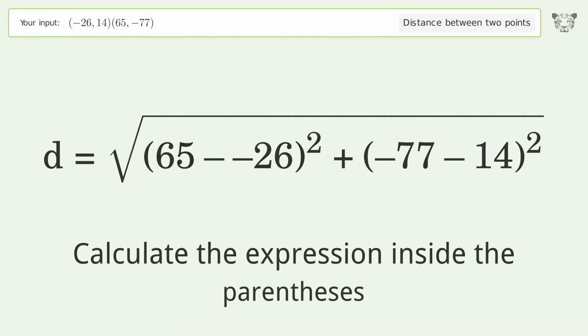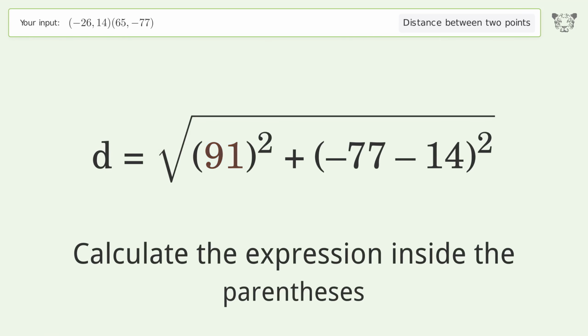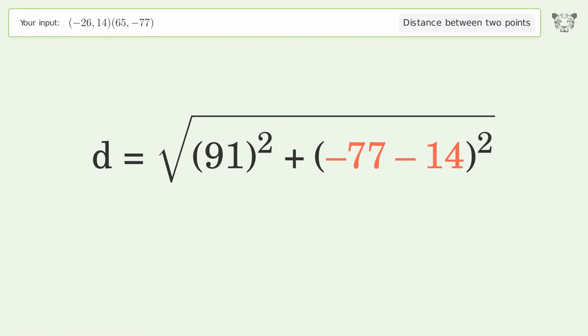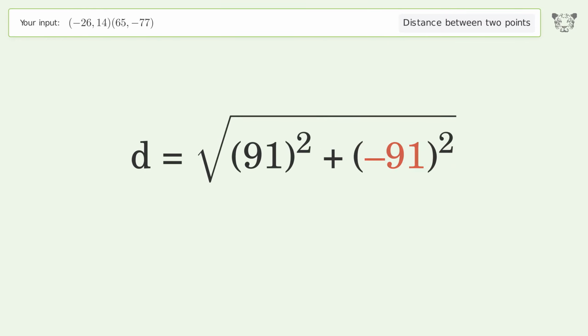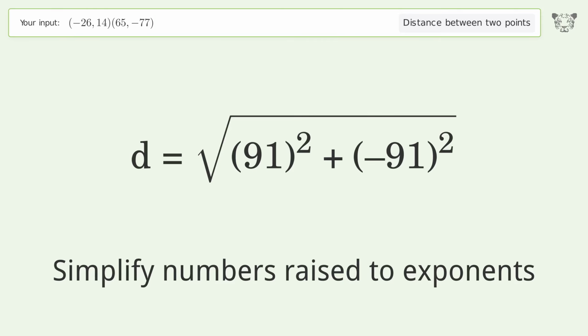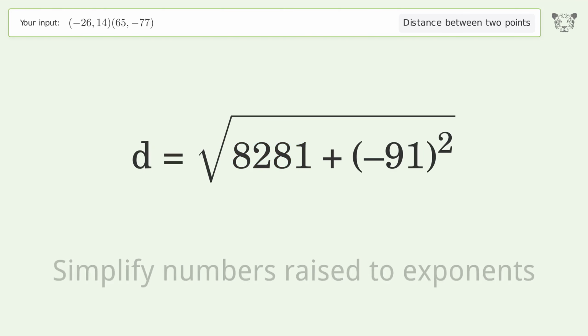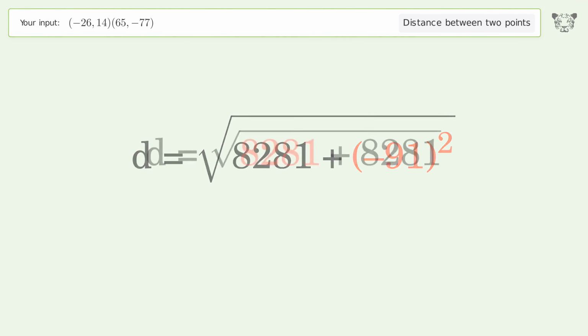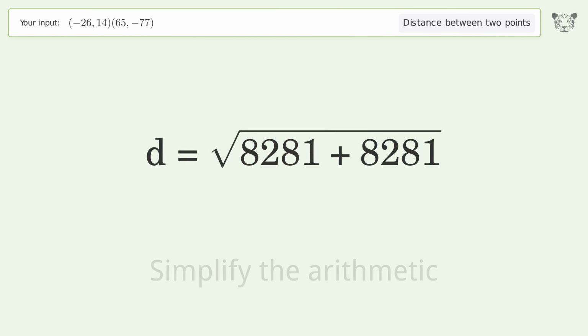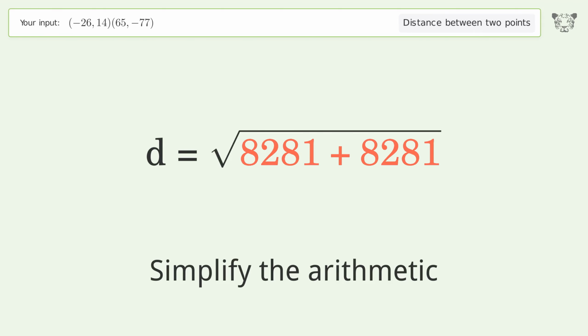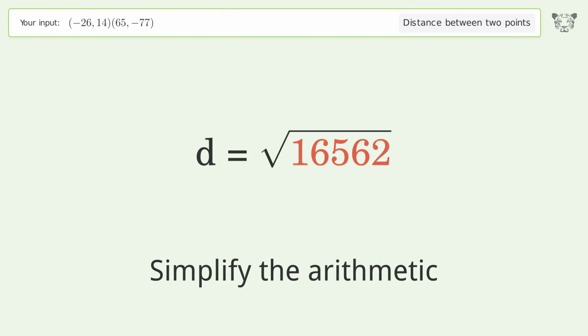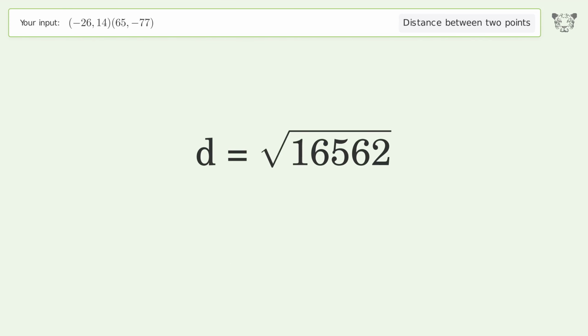Calculate the expression inside the parentheses. Simplify numbers raised to exponents. Simplify the arithmetic. And so the distance between the 2 points is the square root of 16,562 or 128.693.